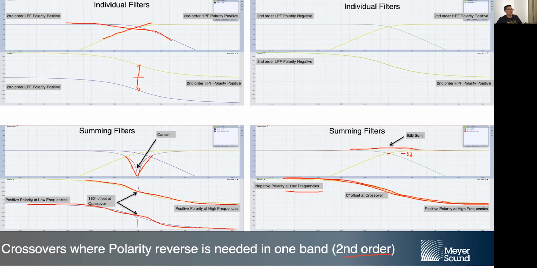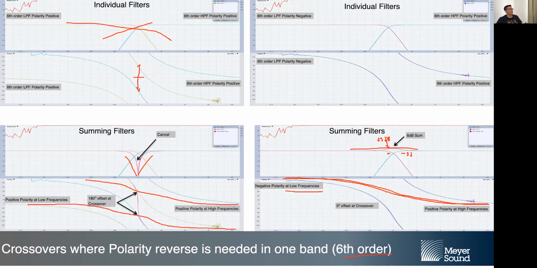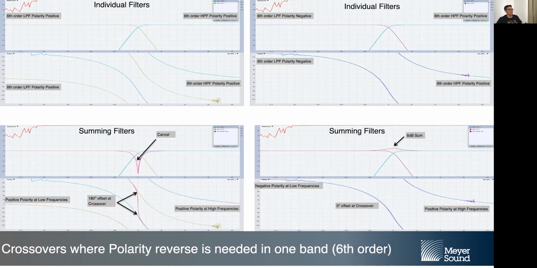So if we add plus 6 dB because we're in phase, we end up with a sum of 6 dB, going from minus 3 dB all the way to plus 3 dB. So this is a case where we need a polarity reverse in one of the filters in order to get a good summation over there. If we move on and change the order, we are going to see order number 6 right now, and we're going to see a similar situation.